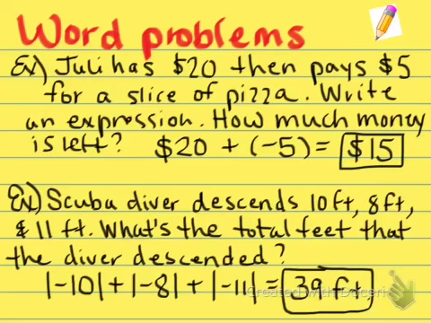Alright, the next example, a scuba diver descends 10 feet, then 8 feet, and then 11 feet. What's the total feet that the diver descended? Alright, so you could think about this like the absolute value, because you just want the total. You don't want to say the final position. Okay, so you're going to add all of those numbers, and that would be a total of 39 feet that he descended. Okay, you might actually need to say that you're at negative 39 feet because you have descended, you are below sea level.